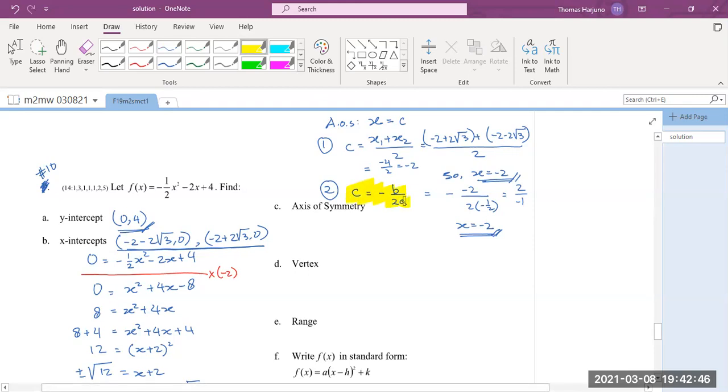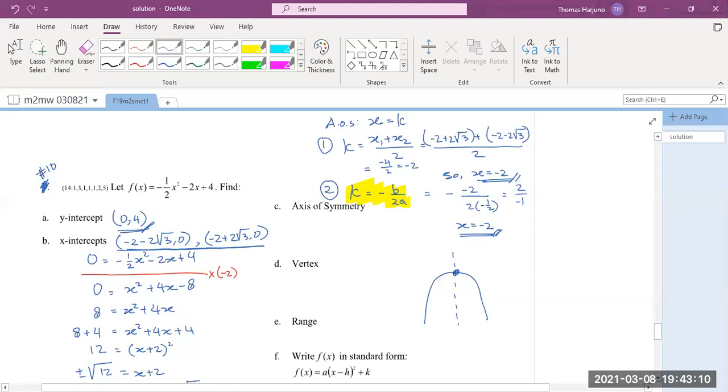I should not use C here. Let me use K instead, constant K. Okay. Now, once we get the axis of symmetry, then how to find the vertex? Notice that, let's say this is the parabola, right? And this is the axis of symmetry.